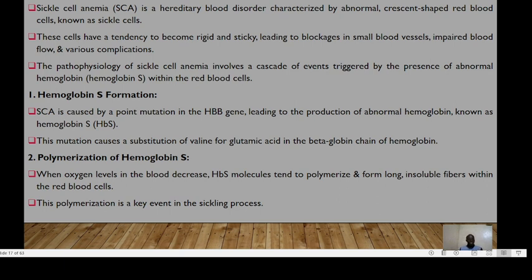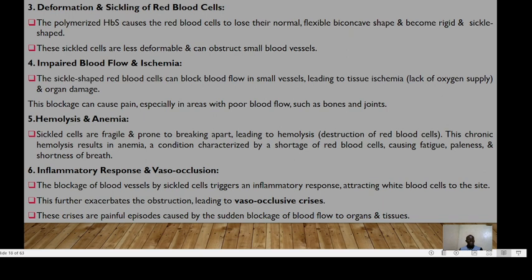With oxygen levels in the blood decreasing, the hemoglobin S molecules tend to polymerize and form long insoluble fibers within the red blood cells. This polymerization is a key event in the sickling process. From there, we go to the deformation and sickling of the red blood cells. Polymerized hemoglobin S causes the red blood cells to lose their normal flexible biconcave shape and become rigid and sickle shaped. These sickled cells are less deformable and can obstruct small blood vessels.